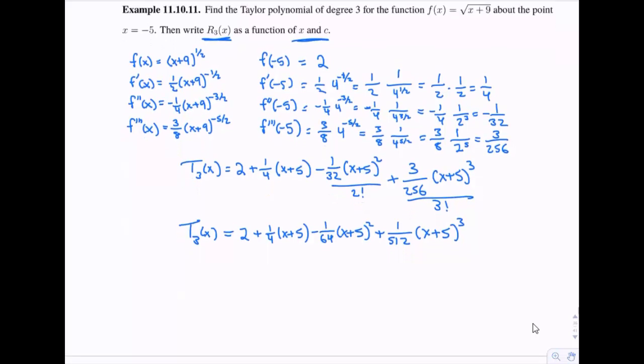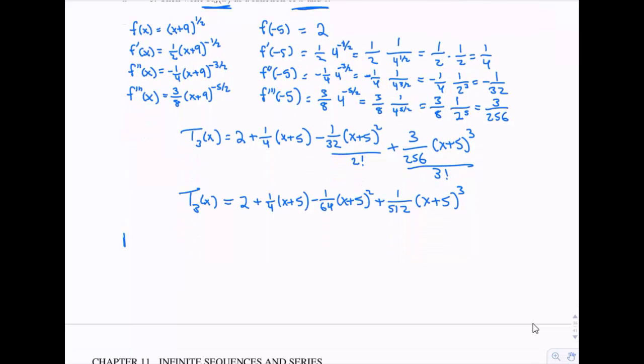Right, so I'm going to use this remainder formula, which means I need one more derivative. R sub 3, we need the fourth derivative. So if you'd like to, this is the fourth derivative, 4 dashes, or most people would put a 4 in some parentheses, evaluated at some c divided by now 4 factorial times x plus 5 to the fourth.